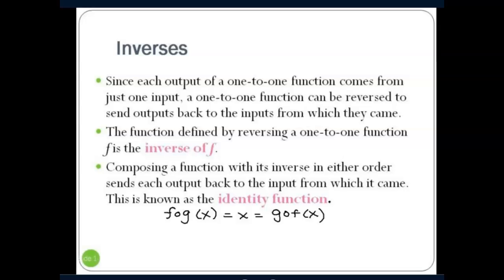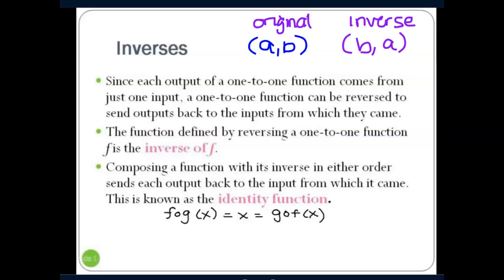If the point (a, b) lived on the original function, then on its inverse, you would have the point (b, a). The function defined by reversing a one-to-one function f is known as the inverse of f. F inverse in function notation is f with a -1. That does not mean 1 over the function, it means f inverse.